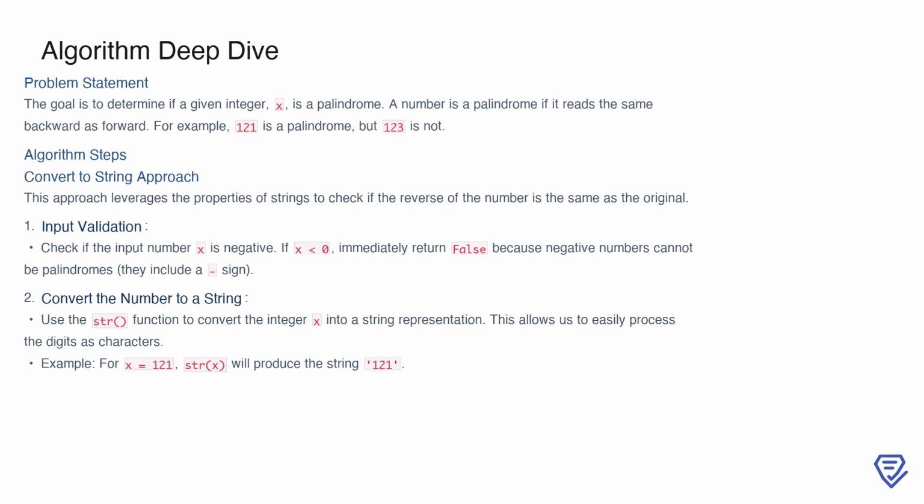One approach to solving this is by leveraging string properties. First, we validate the input by checking if the number is negative. Negative numbers can never be palindromes because they include a dash sign, which disrupts symmetry. For any non-negative number, we convert it into its string representation using the str function. This transformation allows us to work with the digits as characters. For example, the integer 121 becomes the string "121". This conversion makes it easier to manipulate and check for palindromic properties.